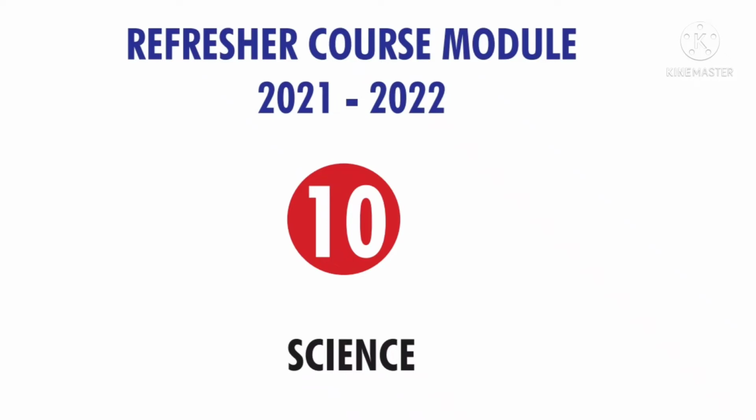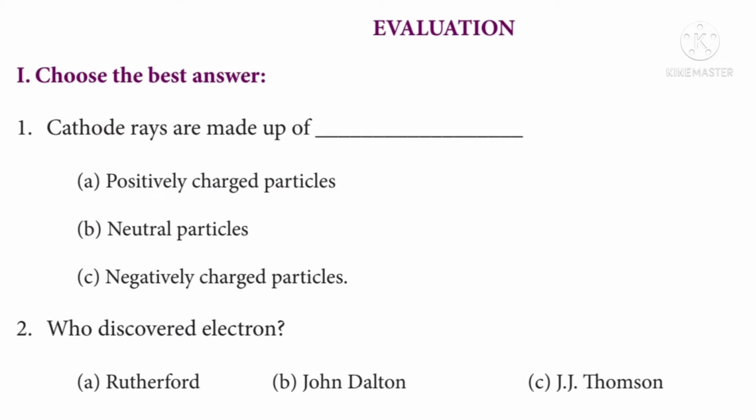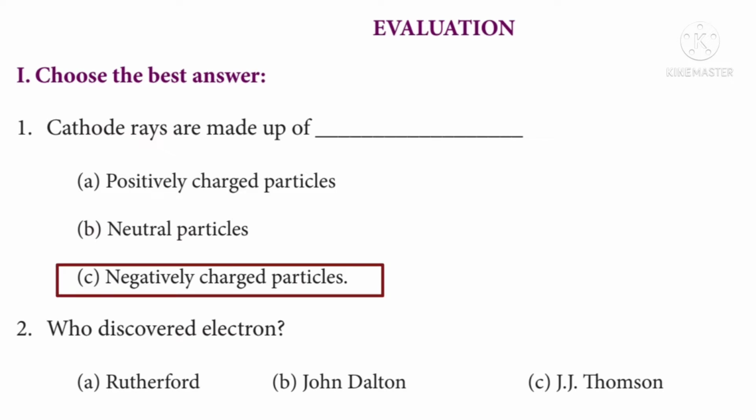In this video, we are going to see 10th standard refreshment course, Unit 10 Atomic Structure Evaluation Answers. Roman letter 1, choose the best answer. Question number 1, cathode rays are made up of dash. Answer option C, negatively charged particles. Second question, who discovered electron?